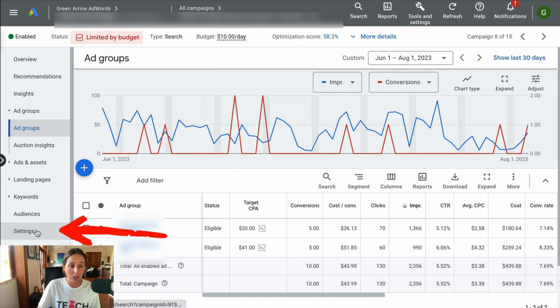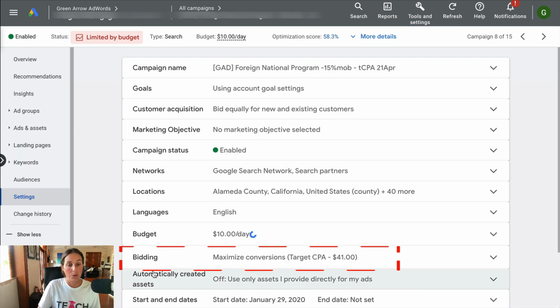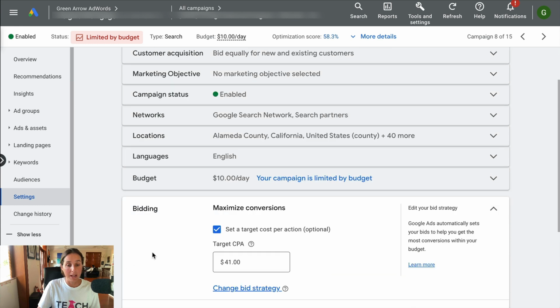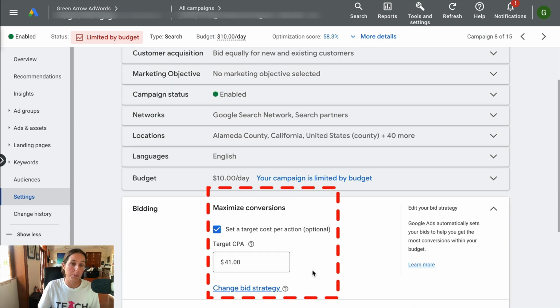Going back to this original account, to set your target CPA amount, you go to the settings section, you go to bidding here, and that is where you set your target cost per acquisition. Obviously, you do it at the ad group level.